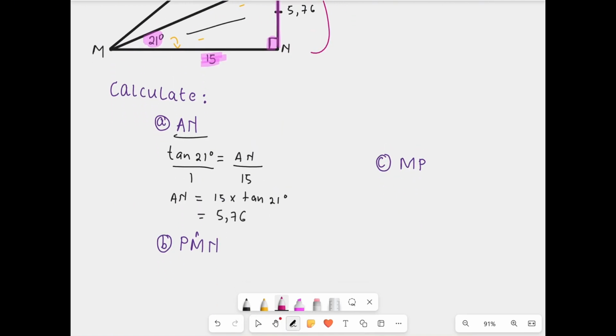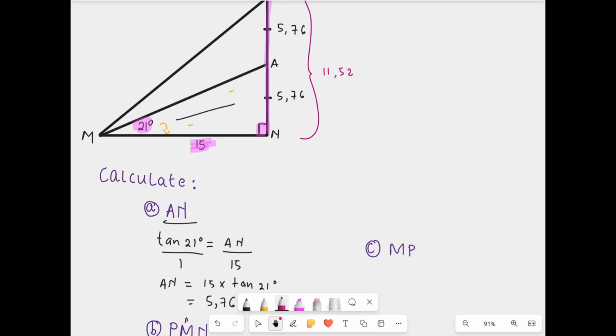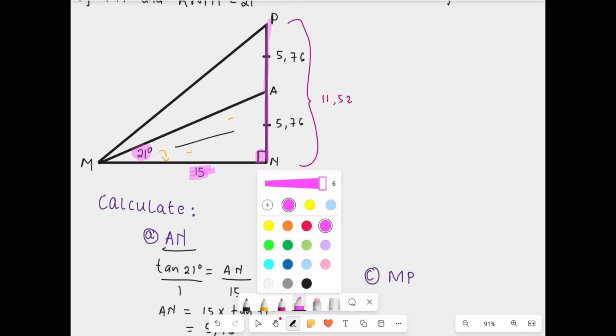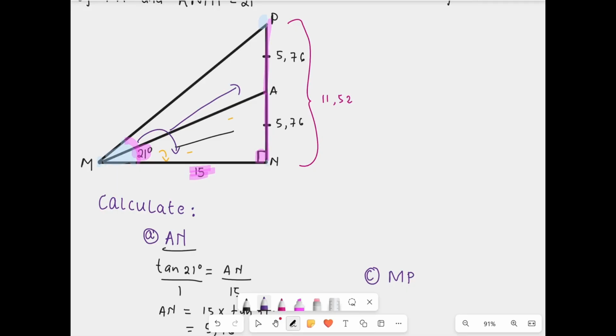We are required to calculate angle PMN. So where is angle PMN? Let's see. We are looking for this angle as a whole. Now in this bigger triangle, which is triangle PMN, we can see again that from the angle that we are required to calculate, we do have our adjacent side, which is 15. We also have our opposite side. So our opposite side is PN, which is 11,52.